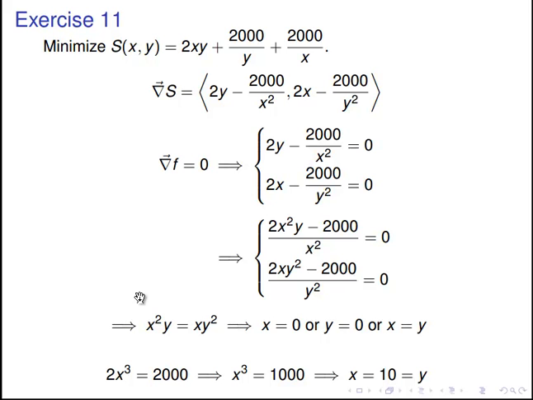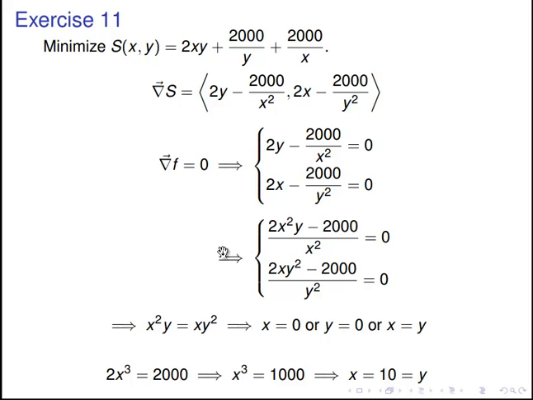So it could be that the critical point is 0, 0, or that one of x or y is 0, but then actually our original box doesn't make any sense. You just aren't going to have a box if you have a side length of 0. So we can exclude those, and all we have to worry about is where x is equal to y.